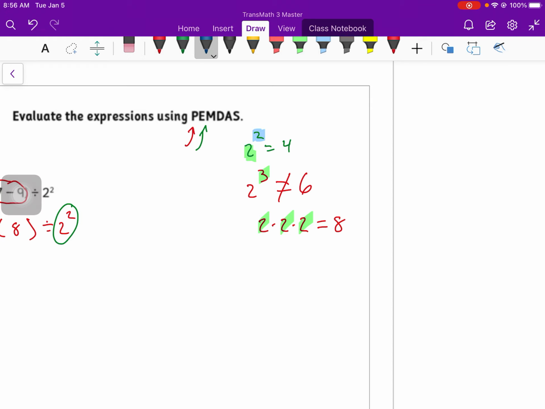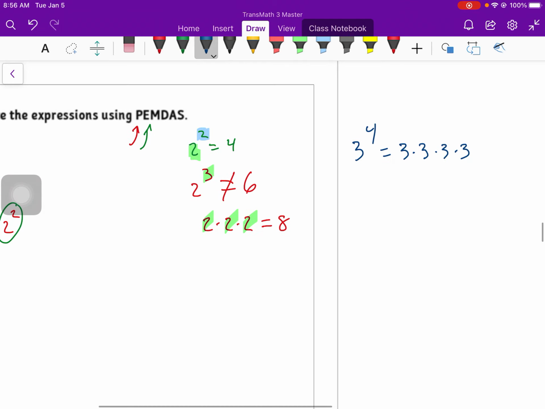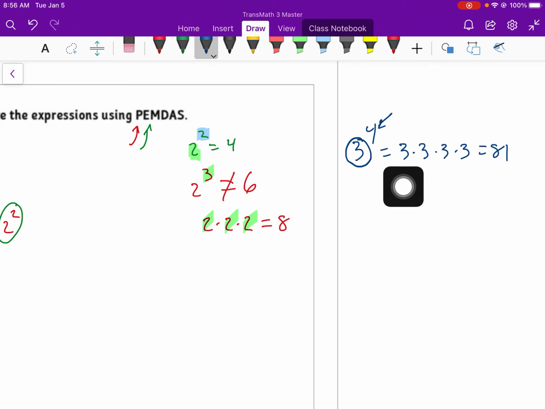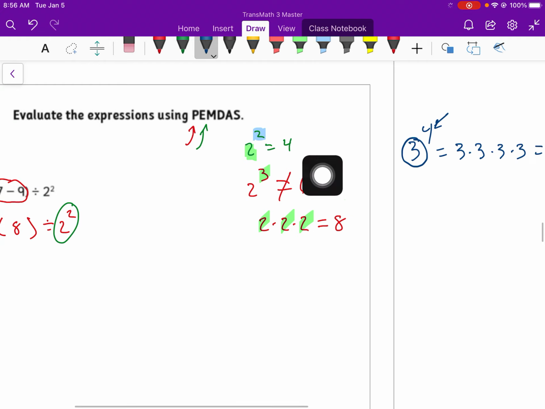If I had 3 to the 4th, this is 3 times 3 times 3 times 3, which is going to be 81. We are multiplying this number, which is called the base, by itself that number of times. So it's not 3 times 4, it's 3 times 3 times 3 times 3, and there were 4 3s.